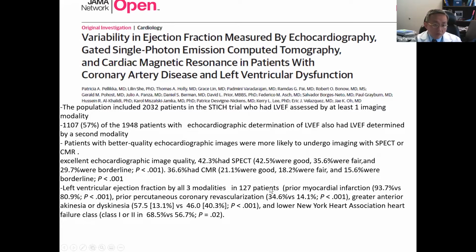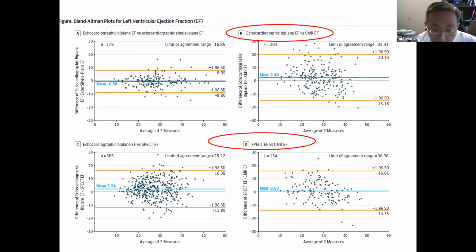And there are 127 patients who got all three imaging modalities, which is a cohort that makes sense. These are patients with a lot of history of revascularization, huge dyskinesia, lower EF, and so on and so forth. So bear in mind, the echo was not done with contrast. This is very important. This is echo without contrast, but it's important.